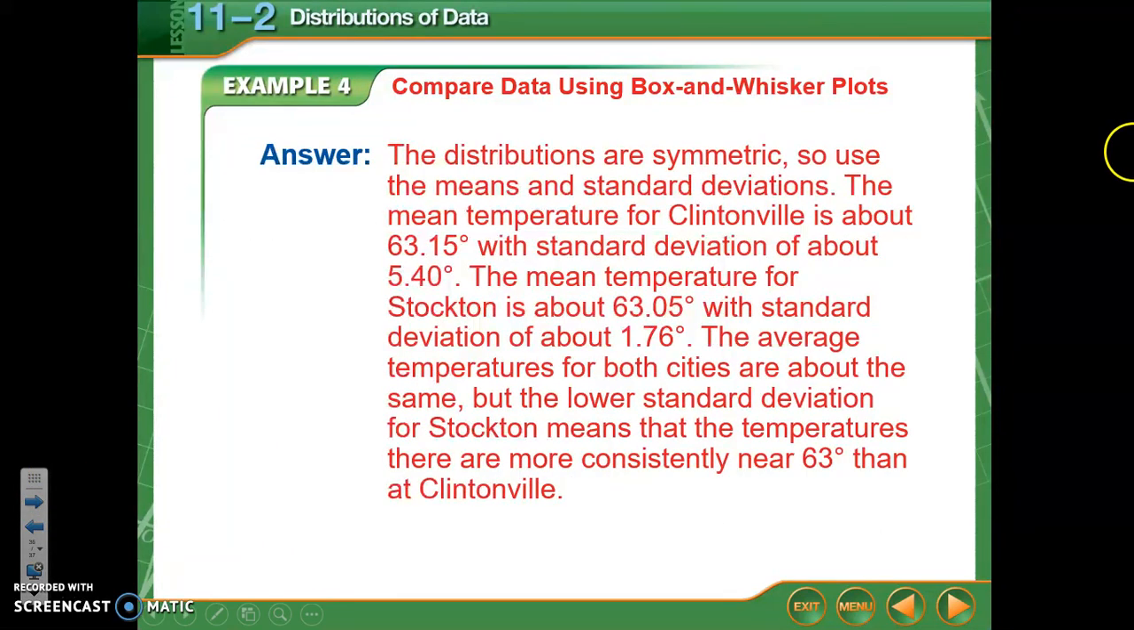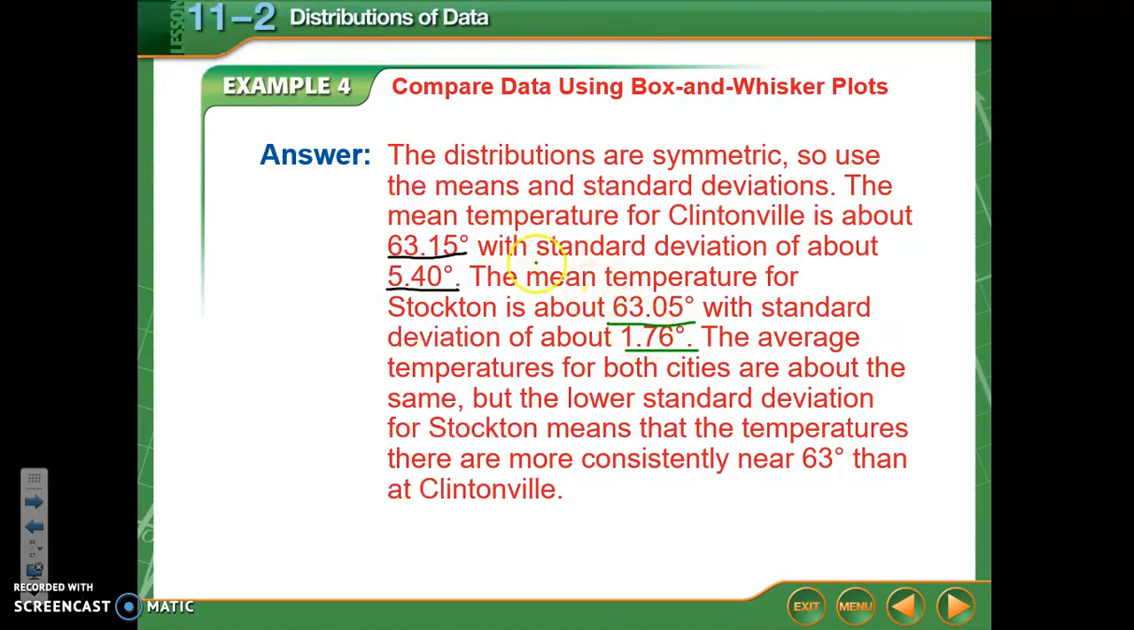So let's take a look at how we would analyze this. It says the distributions are symmetric, so we're using mean and standard deviation. The mean, or the average temperature for Clintonville, is about 63.15 degrees, and its standard deviation is about 5.4 degrees. The mean temperature for the other city, Stockton, is lower a little bit, 63.05 degrees, but notice that the standard deviation is quite a bit lower, 1.76.